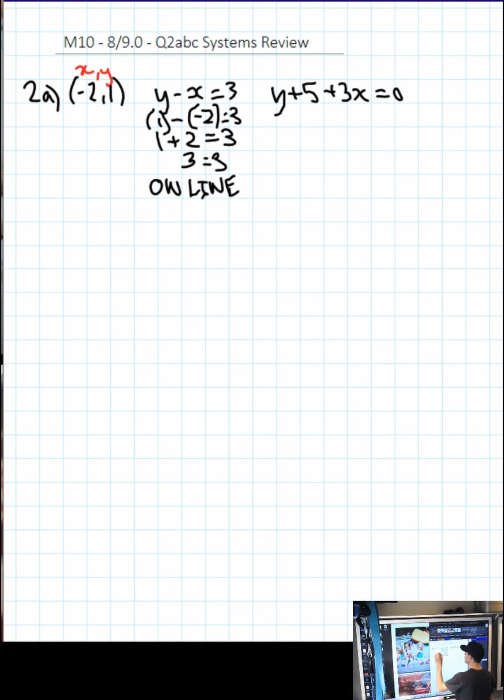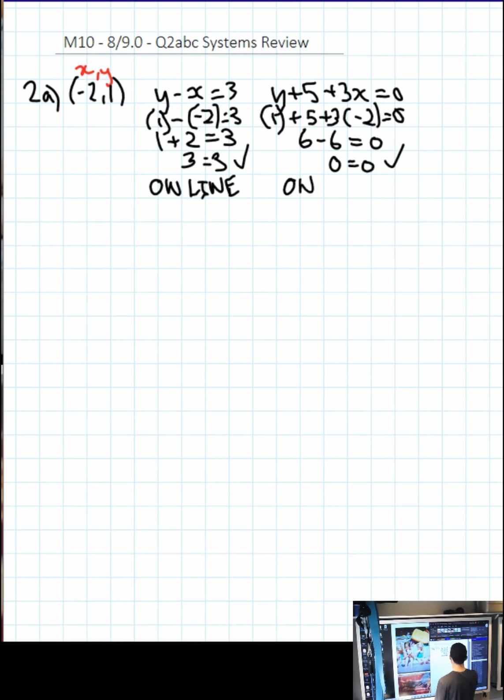Okay, let's do that again with the equation on the right with the same point. So we have a y value of 1. So we're going to take 1 and substitute in for y. Plus 5 plus 3, x is -2, equals 0. So we have 1 plus 5 is 6. Positive 3 times -2 is -6. And the right-hand side says 0. 6 minus 6 is 0. 0 equals 0. Forgot to put a check mark on the last one. Check mark, on line.